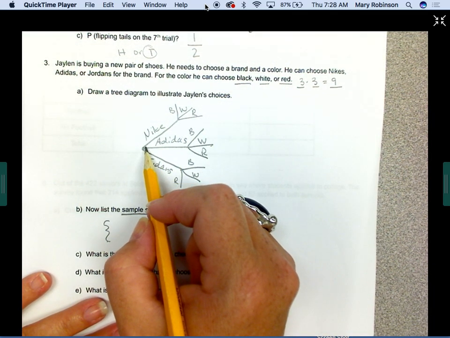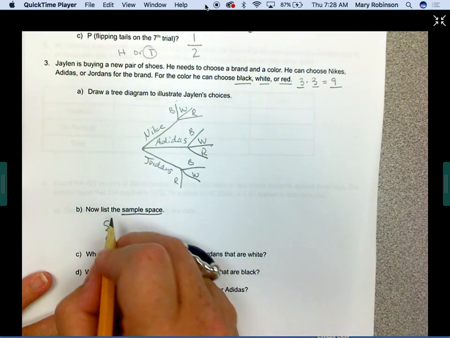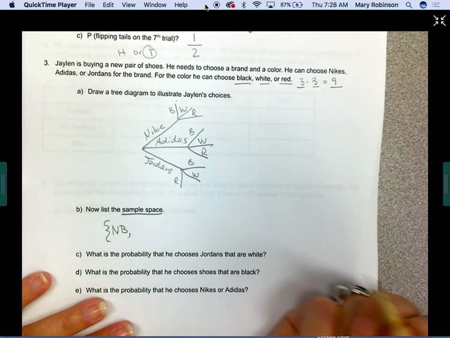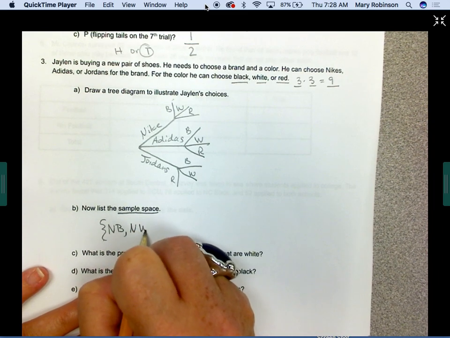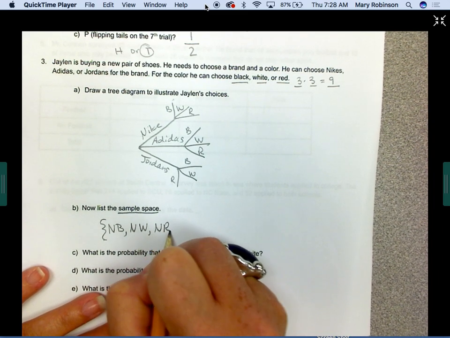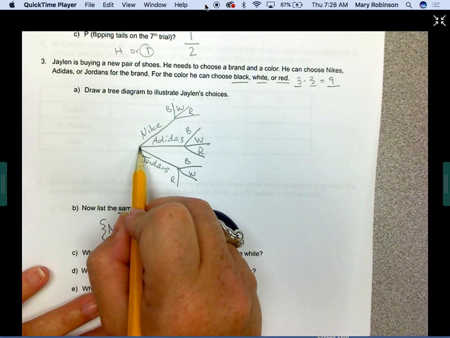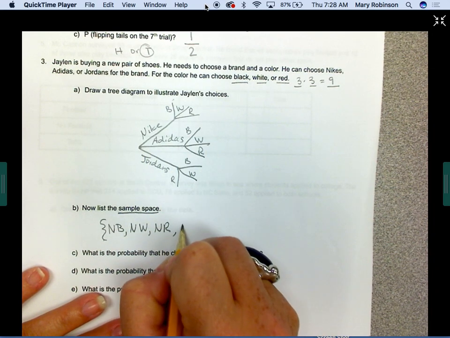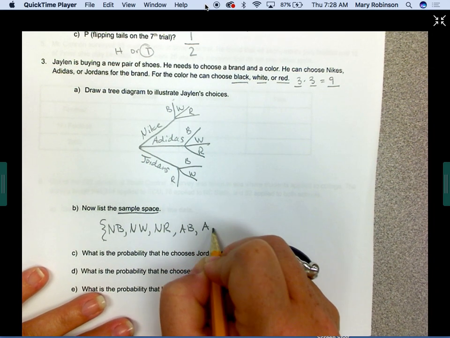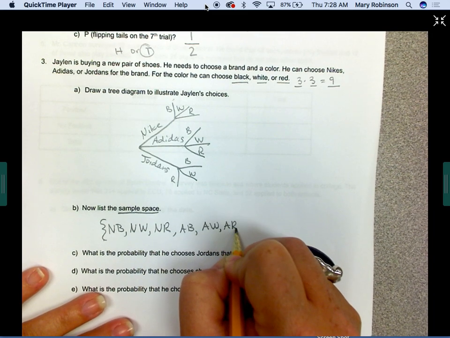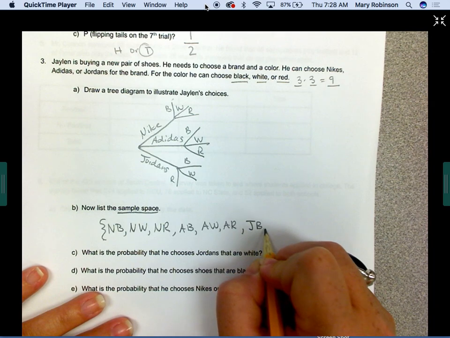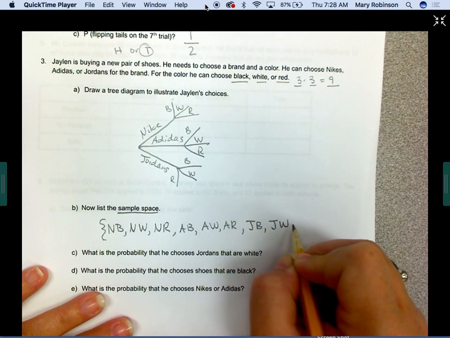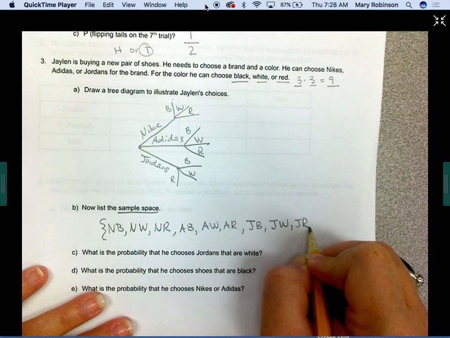So Jalen could have picked Nikes that are black, so I'm going to use NB to represent that. Nikes that are black, Nikes that are white, Nikes that are red. On this next branch, he could have chosen Adidas that are black, Adidas that are white, or Adidas that are red. And lastly, he could have picked Jordans that are black, Jordans that are white, and Jordans that are red.